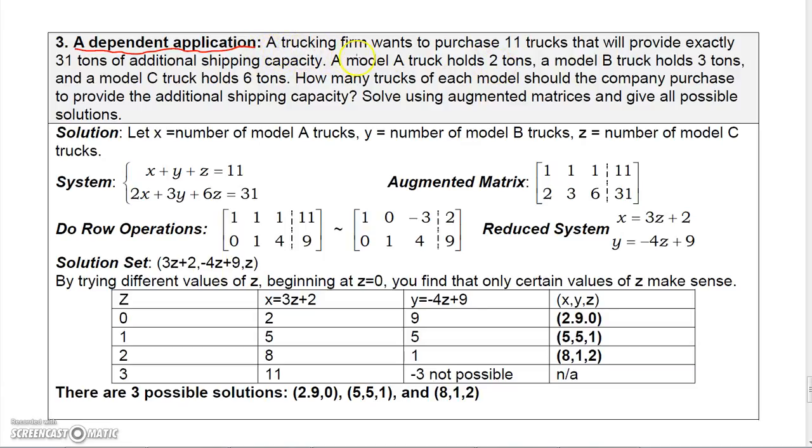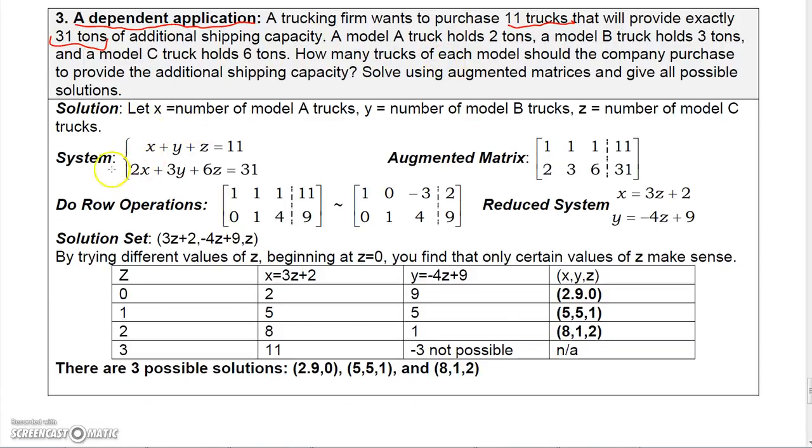Okay, so a trucking firm wants to purchase 11 trucks that will provide 31 tons of shipping capacity. And a Model A truck will hold 2 tons, a Model B truck holds 3 tons, and a Model C truck holds 6 tons. And it says how many trucks of each model should the company purchase to provide the additional shipping capacity. Well, let's let x be the number of Model A trucks, y the number of Model B trucks, and z the number of Model C trucks.